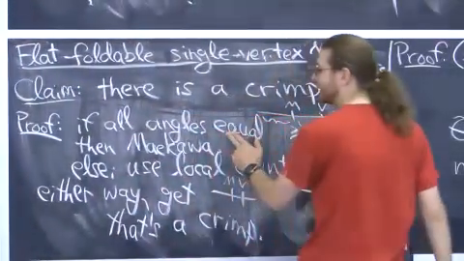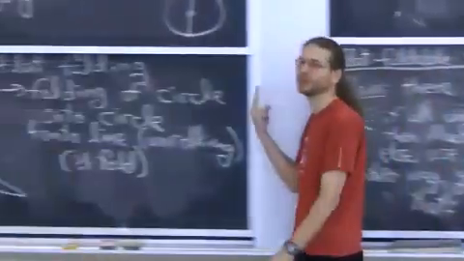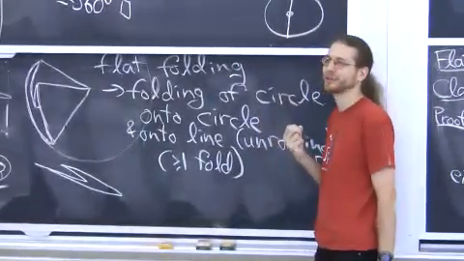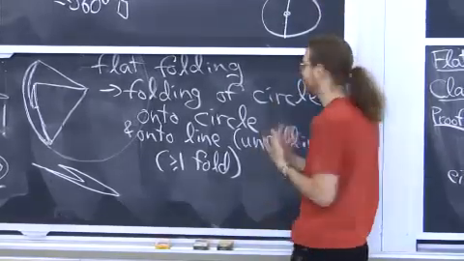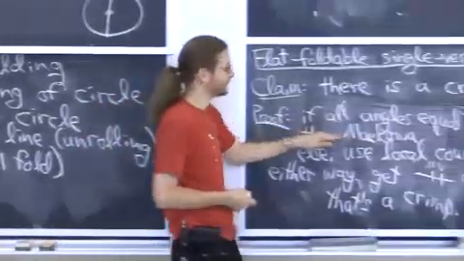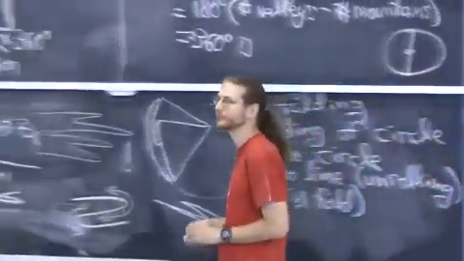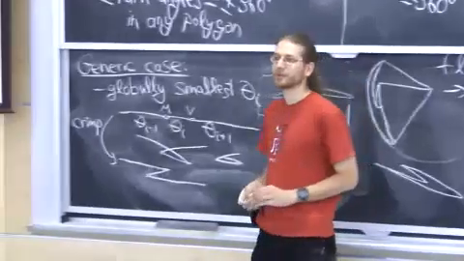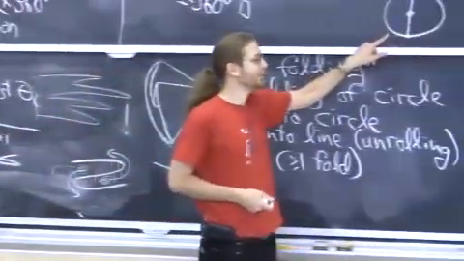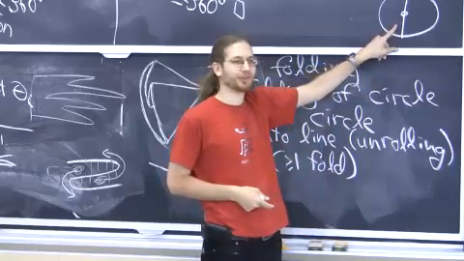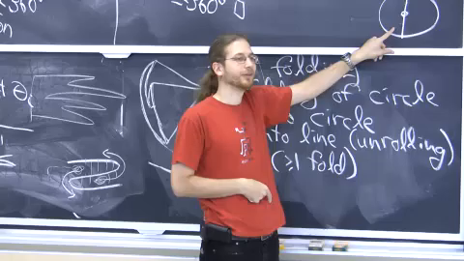I said if all the angles are equal, then Maekawa says there's at least one of each. That's not true when n equals 2. Then there's 2 of one and 0 of the other. As long as you have more than 2 creases, this is true. So you have to handle this as a special case. At the end of your algorithm, you're always left with 2 of the same. This is an important special case to remember because this will be the final picture after you do a sequence of crimps.